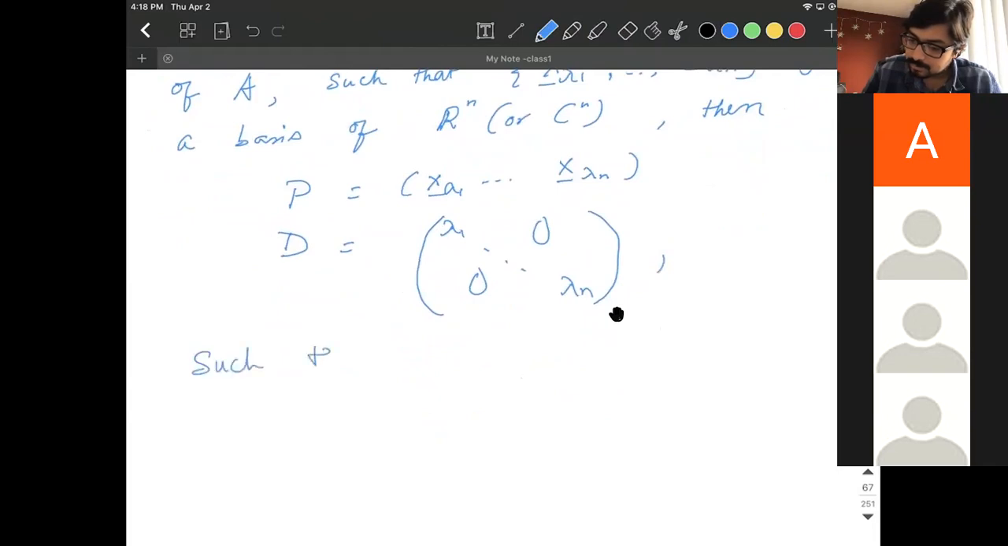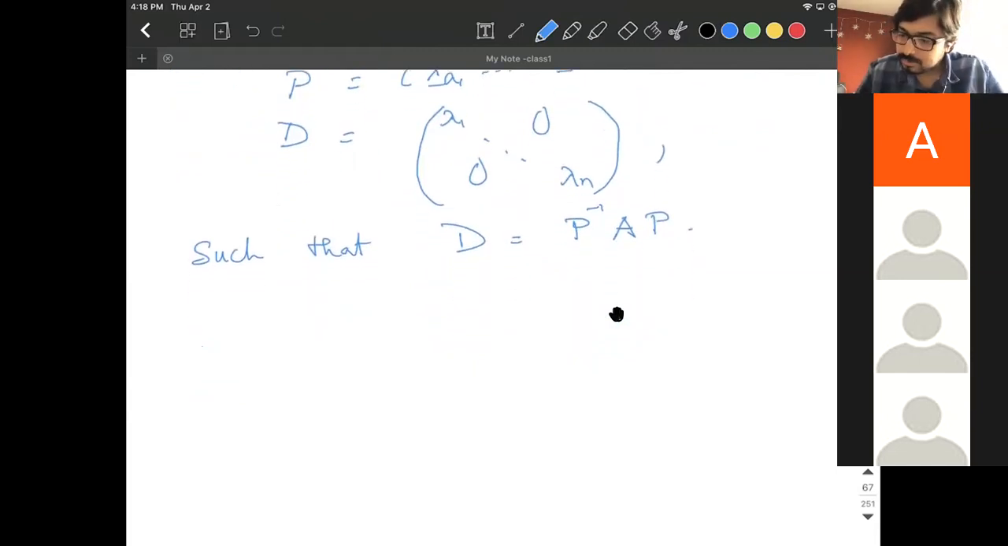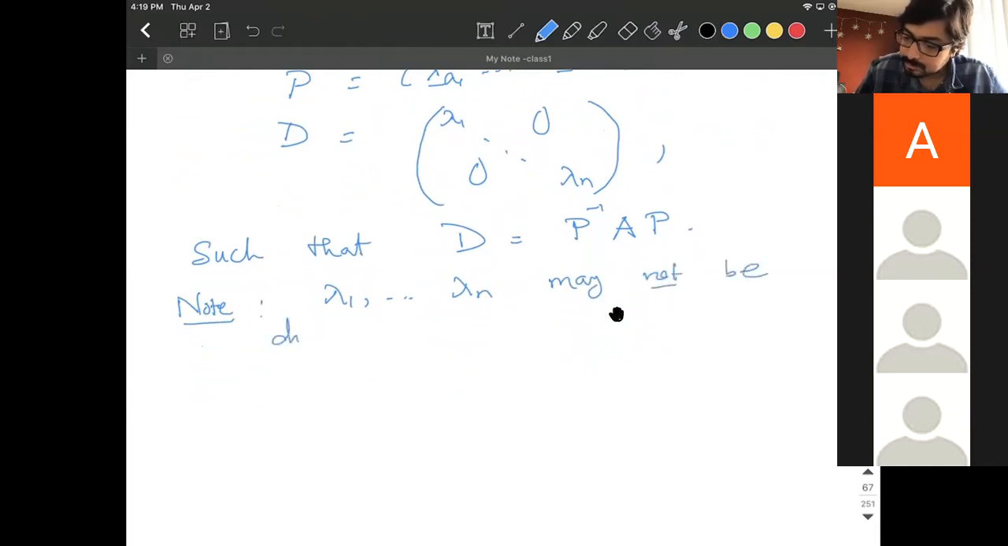Such that D equals P inverse A times P. Okay, so one thing to note is the following: that lambda 1 up to lambda n may not be distinct. Okay, so this is one important thing to note.